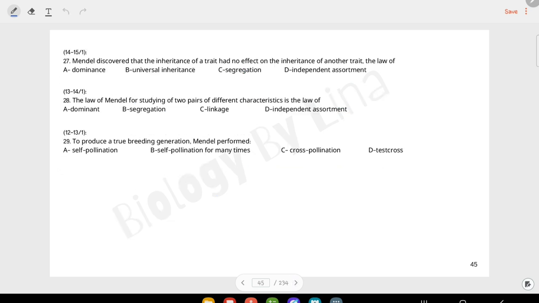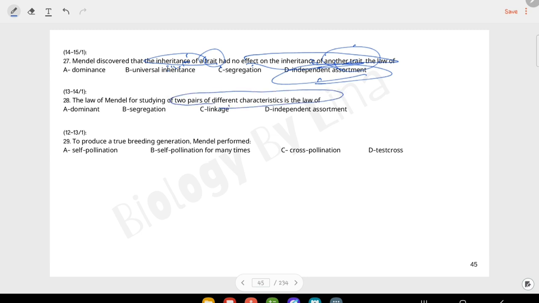Mendel discovered that the inheritance of a trait had no effect on the inheritance of another trait. So here we have two traits, and he said that the inheritance of one trait is not related to the inheritance of another trait. So this is the law of independent assortment, because we have two different traits and they are inherited, and their inheritance is not related to each other. They are not connected to each other. The law of Mendel for studying two pairs of different characters, the second law of Mendel, which is the law of independent assortment, because we have two characters.